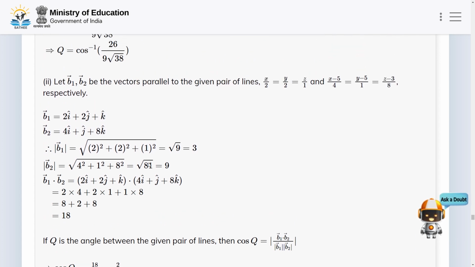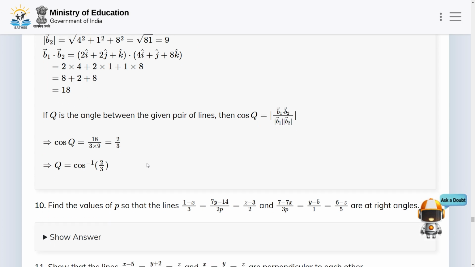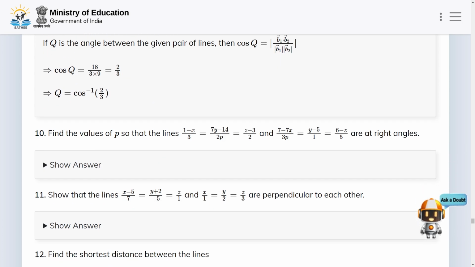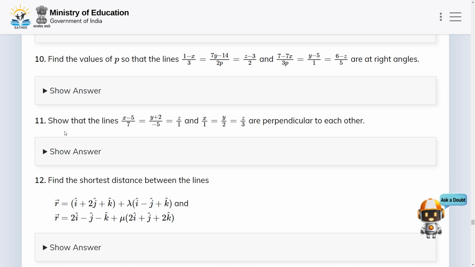Simple. Okay, I hope it is clear to you. Now, 10th problem: find the values of p so that the lines (1 minus x) by 3, (7y minus 14) by 2p is equal to (7 minus z) by minus 3 by 2, and the next line are at right angle. This means both are perpendicular to each other.